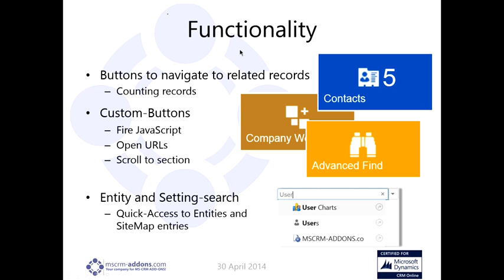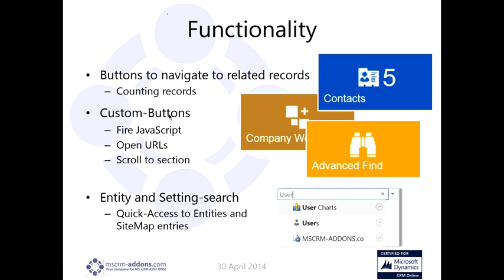Okay. Let's talk a little bit about the functionality of it. Basically, the SmartBar has buttons to navigate to related records. So let's say I was on the account page, I could have a button on there that had my contacts. When I click on it, it would take me to my list of contacts. The other nice thing about it is it counts the records, so it will show me, at a quick glance, the number of contacts that I have related to that account. I would know immediately just by looking at the button that I have, in this case, 5 contacts related to that account.